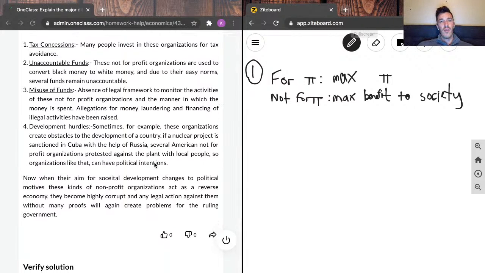Second, unaccountable funds. These not-for-profit organizations are used to convert black money to white money, and due to their easy norms, several funds remain unaccountable. So in this case, black money means illegal money, white money means legal money, so I believe what they're referring to is money laundering. Third, the misuse of funds, absence of legal framework to monitor the activities of these not-for-profit organizations in the manner in which the money is spent. Allegations for money laundering and financing of illegal activities have been raised.